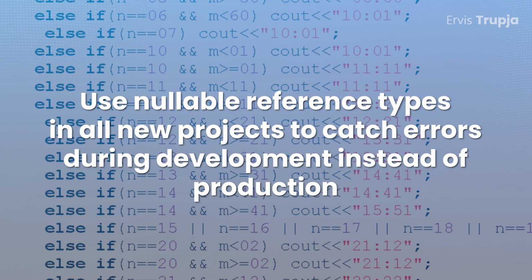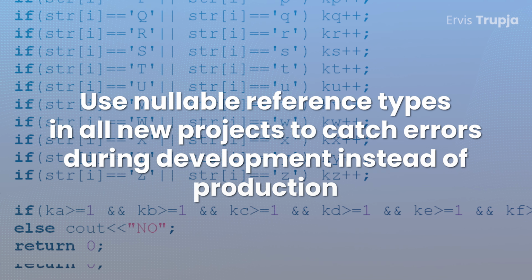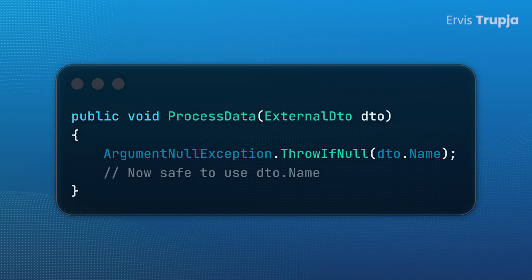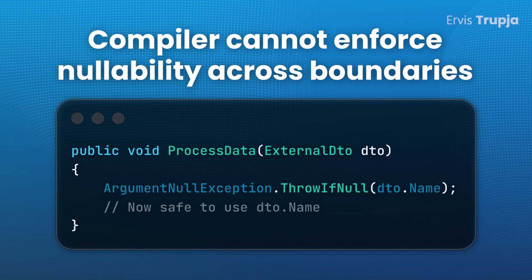Use nullable reference types in all new projects to catch errors during development instead of production, and always validate inputs from external sources, because the compiler cannot enforce nullability across boundaries.